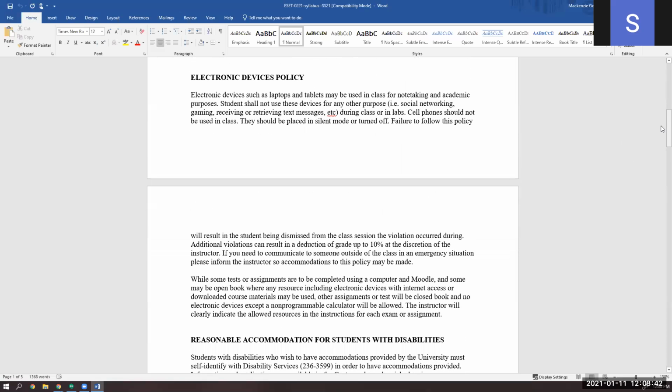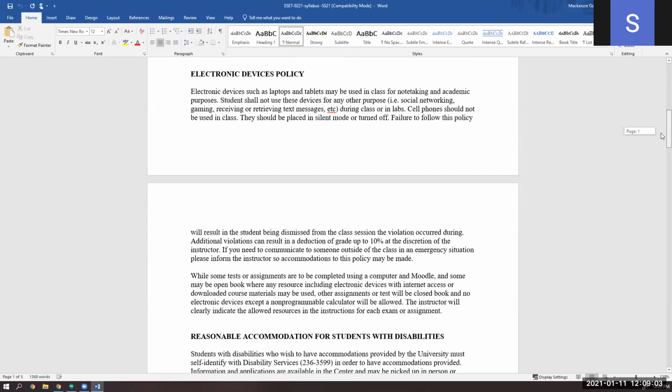Electronic devices, same as last semester. Whatever device you guys are using to either do attendance, pull up notes, look at course material, that's fine. If you're looking at non-class related stuff and a student complains because it's distracting or I notice, you will be counted as absent for that day. So use your electronic devices if you need to and want to, but use them responsibly.